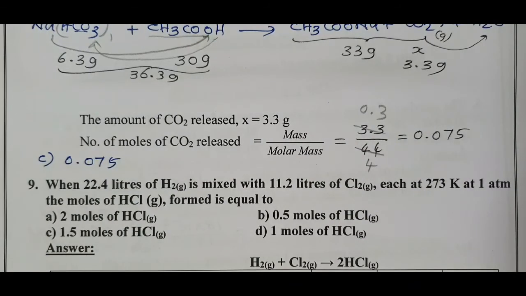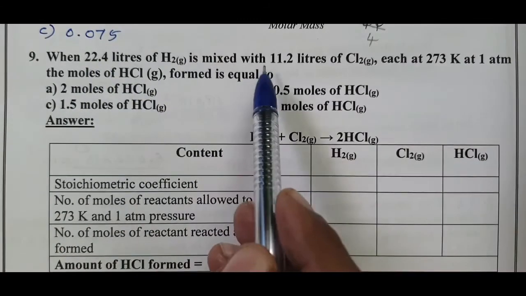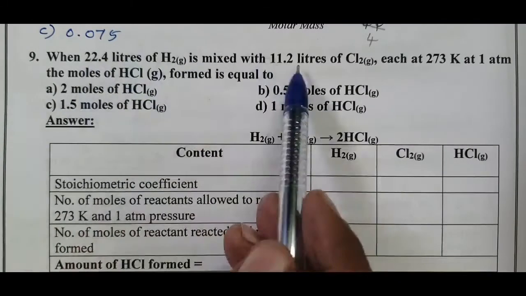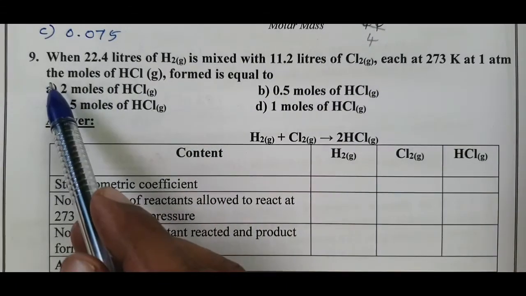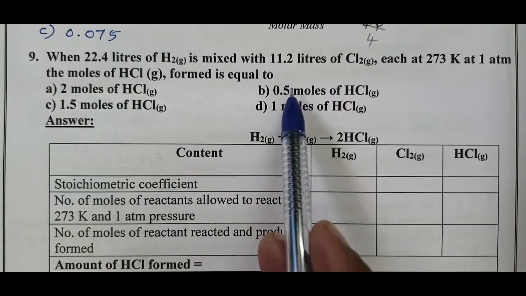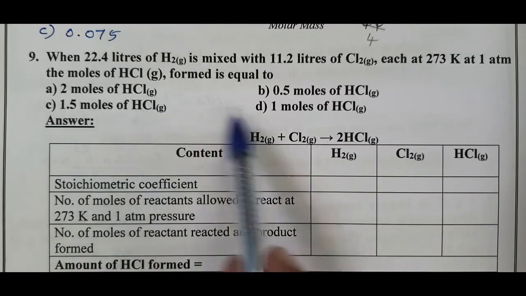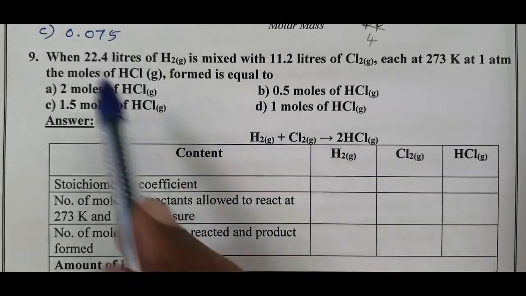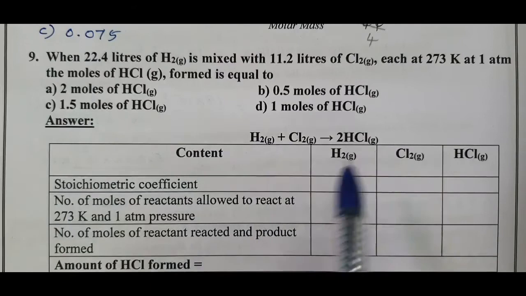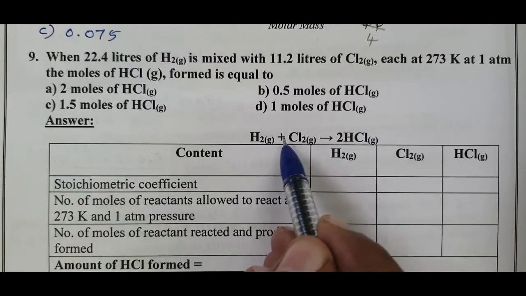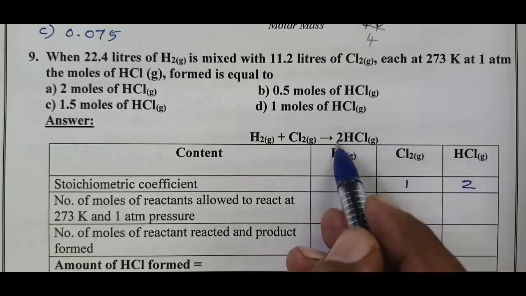Question number 9. When 22.4 liters of H2 is mixed with 11.2 liters of chlorine, half of this value, each at 273 Kelvin and 1 atm, the moles of HCl formed is equal to: 2 moles of HCl, 0.5 moles of HCl, 1.5 moles of HCl, or 1 mole of HCl. Hydrogen reacts with chlorine to give 2 molecules of HCl. In this balanced equation, the stoichiometric coefficients are 1 for H2, 1 for chlorine, and 2 for HCl.